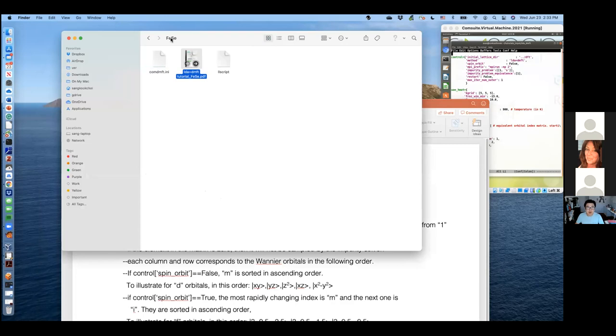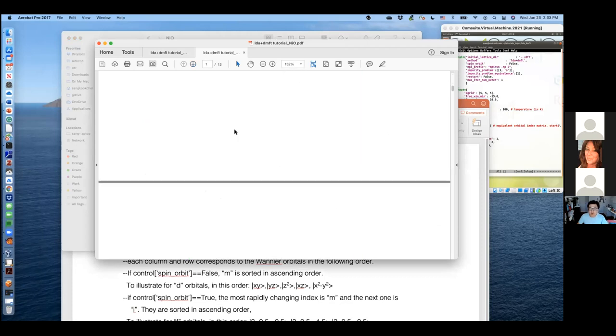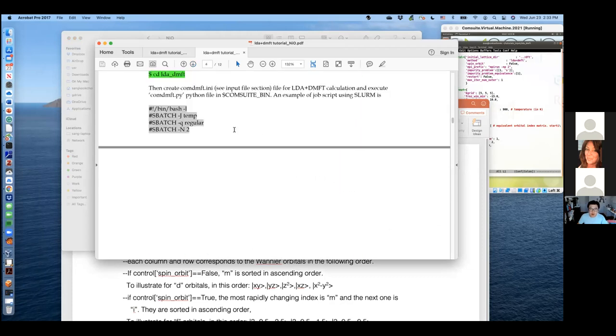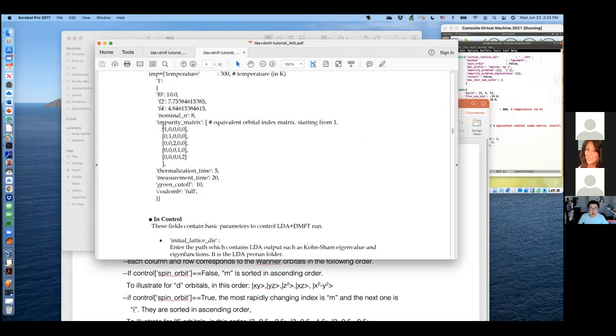In this case, this is only a single orbital problem because we are treating s as our impurity problem. So it is hard to see. However, for the case of nickel oxide, we are treating 5 different impurity orbitals as our one impurity. But in these cases, we will treat these 3 orbitals the same.